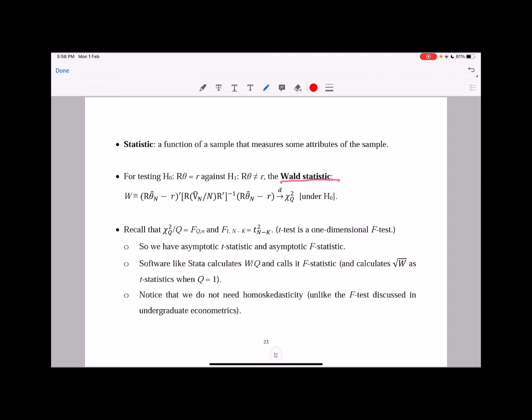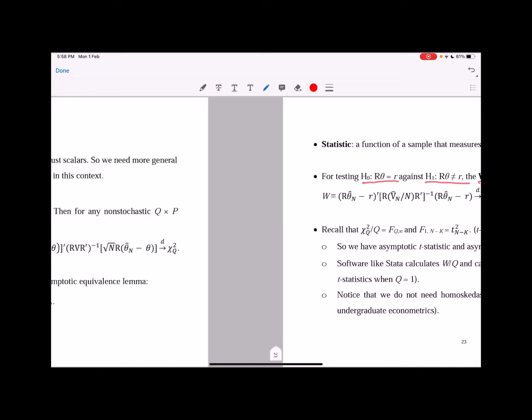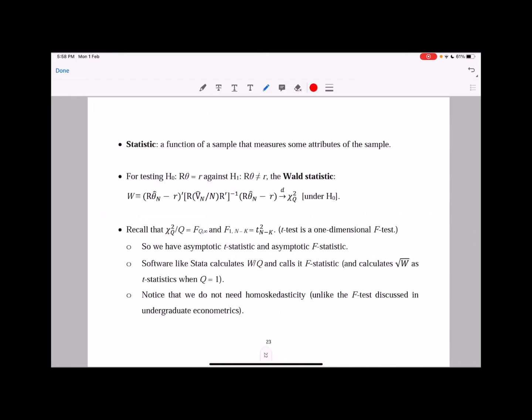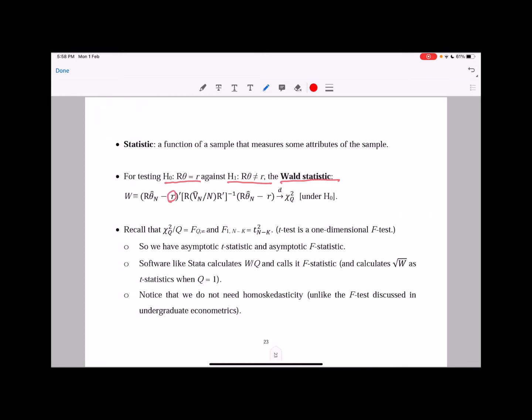We have the hypothesis. The null hypothesis is R times theta equals small r, and the alternative is R times theta does not equal small r. Now we can replace R theta here by the small r, which is known, the number we want to test. We may test, say, 0, maybe 1, or another number, but these are numbers we know.